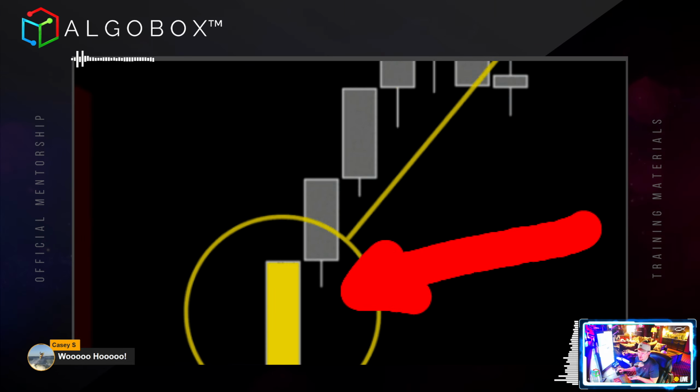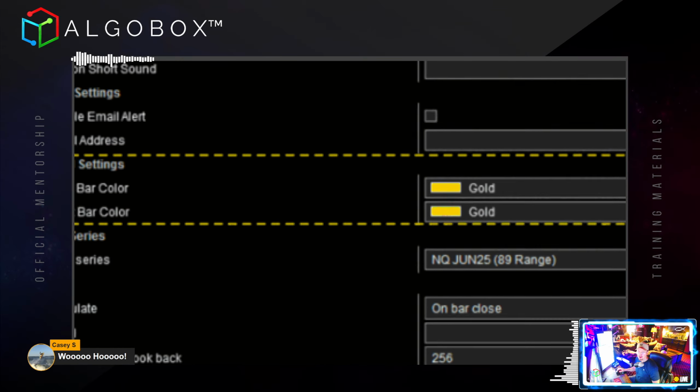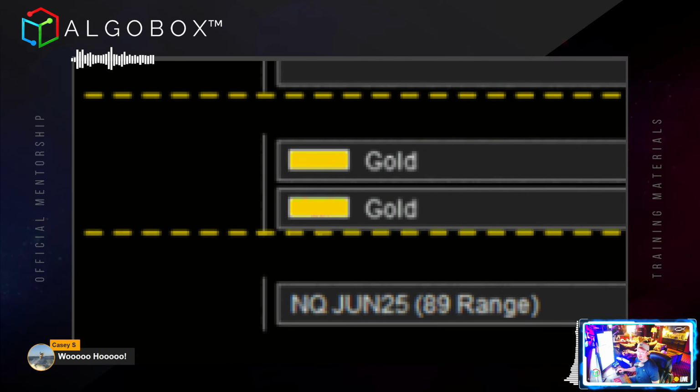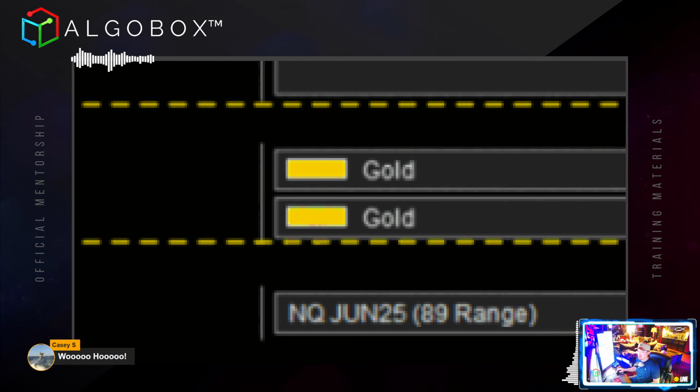Hopefully we get a lower time frame entry along with it. Again, I'm not just taking this as an entry play. This is more about, remember, taking a high time frame opportunity with a lower time frame risk. And there's your colorings right there, long bar and short bar. We both have them set to gold by default, but you can change that to whatever you want.